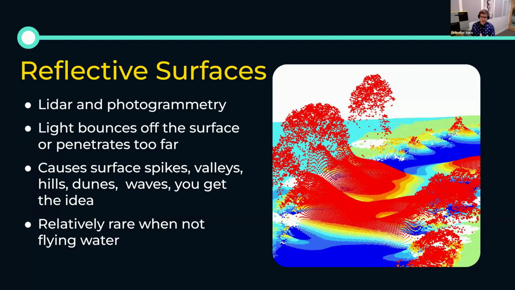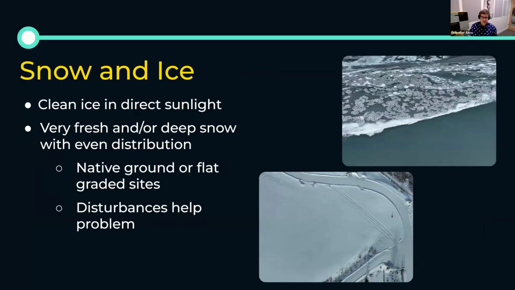So this one on the right here is a creek or river or waterway or whatever. And I don't know about you, but I'm pretty sure that water doesn't just rise in the middle of a river for no reason, like you're showing here. So you end up with these weird spikes, valleys, hills, whatever else. The good news is that if you're not flying water, this is relatively rare. So again, we're going to talk about the water. The one exception to that is snow and ice.